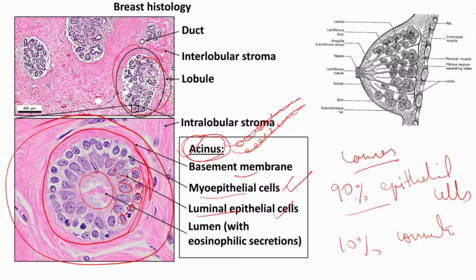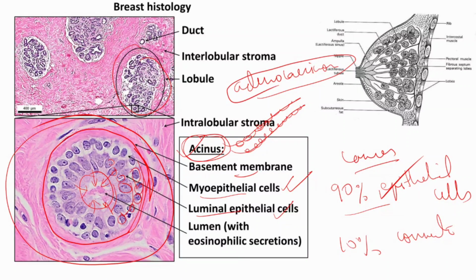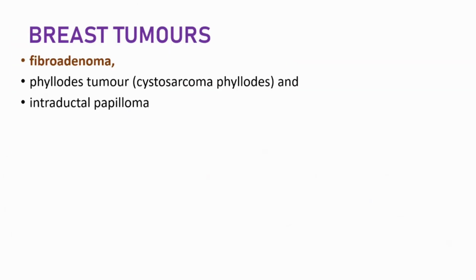So 90% of the cancers seen in the breast are epithelial cell cancers. These epithelial cells are glandular cells, because they are producing some secretions. That's why most breast cancers are called adenocarcinomas. Just previously we discussed all these points. Now, if you see the breast tumors in females, there are three types: fibroadenoma, phyllodes tumor, and intraductal papilloma.